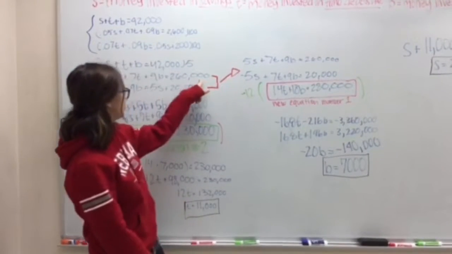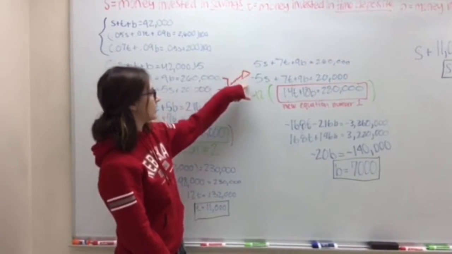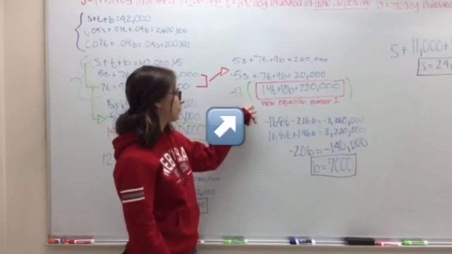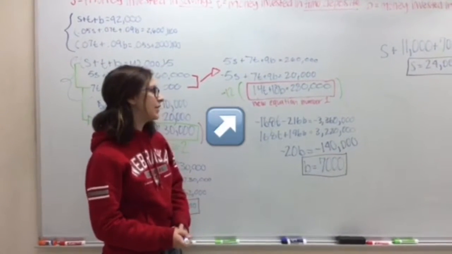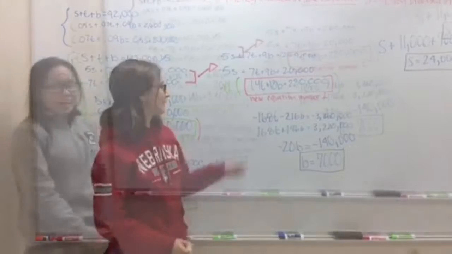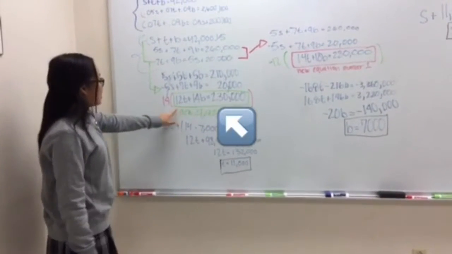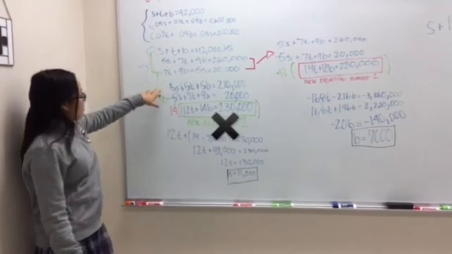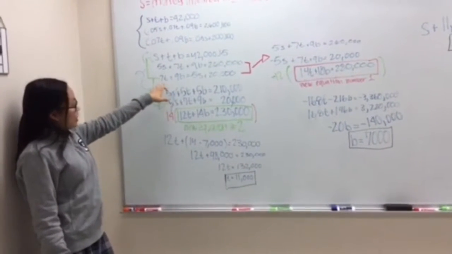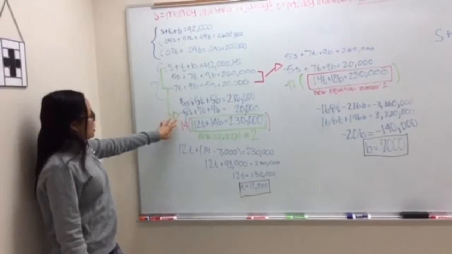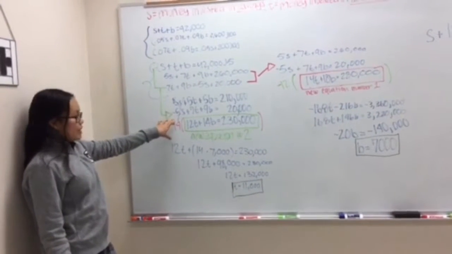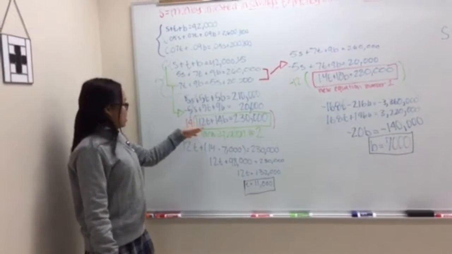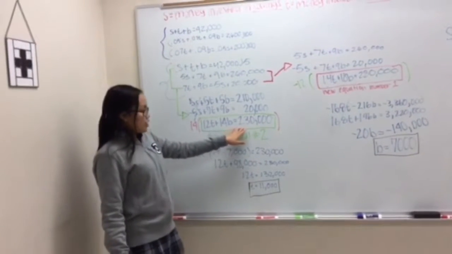We then added it to this to eliminate the negative 5s. So we ended up with 14t plus 18b equals 280,000. Alright, and then to get our second new equation, we multiplied the top equation by 5, and then we rearranged the bottom equation. So then the 5 would already be negative, so our s's would cancel out. So then you would get 12t plus 14b equals 230,000.